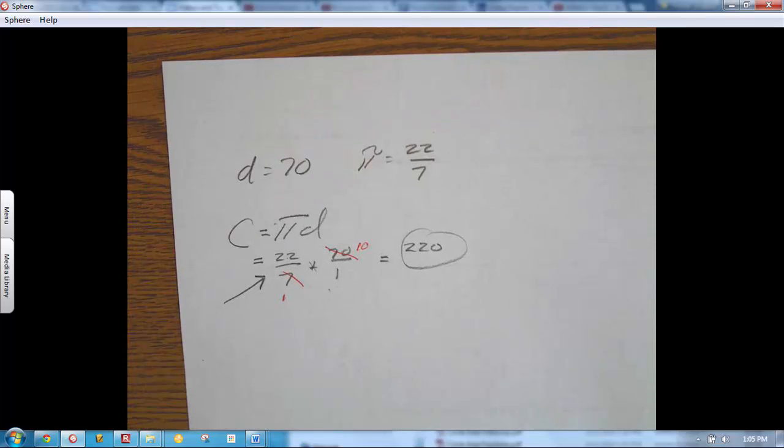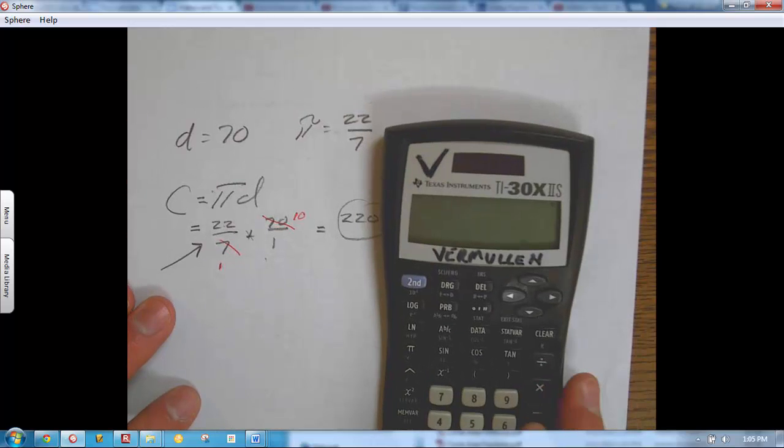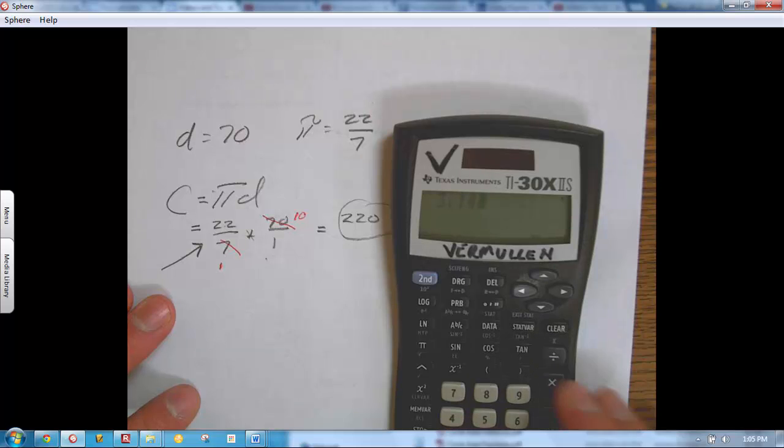It's always kind of a good idea to double check using the calculator for this. So if we did 3.14, which is our approximation for pi, and multiplied it by 70, we get 219.8, which is really close to 220.